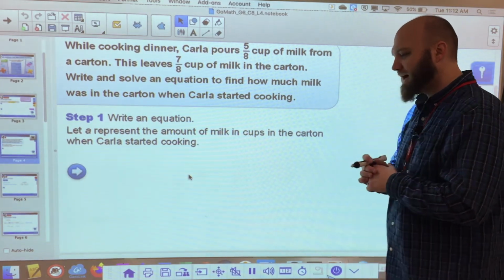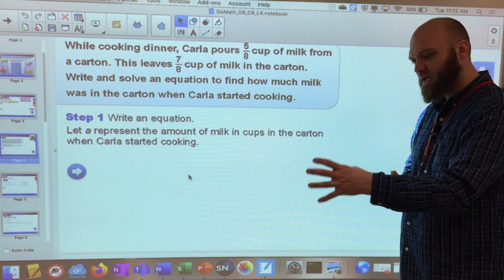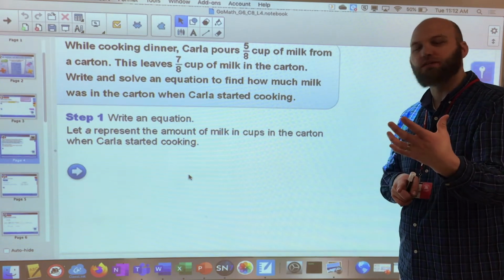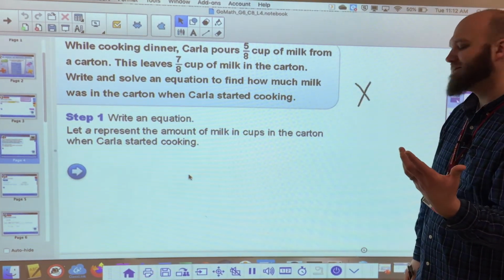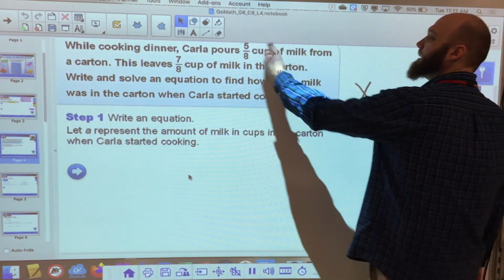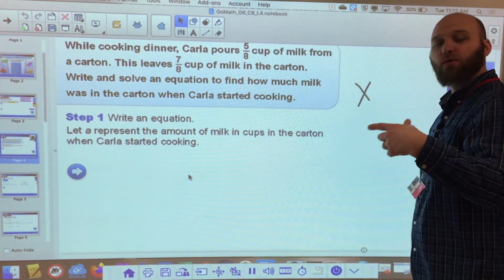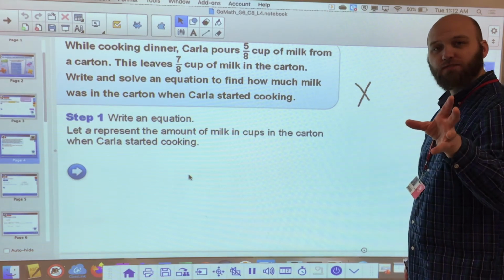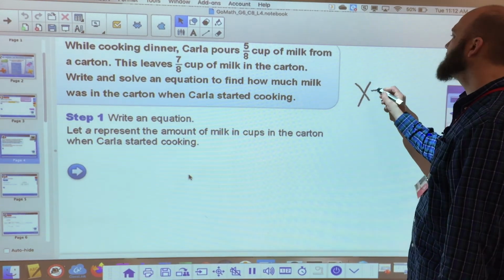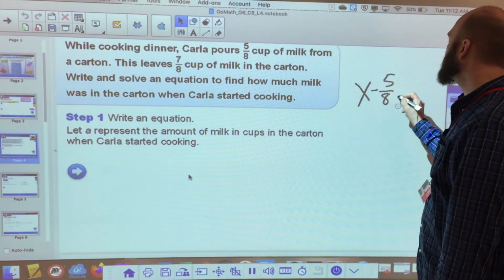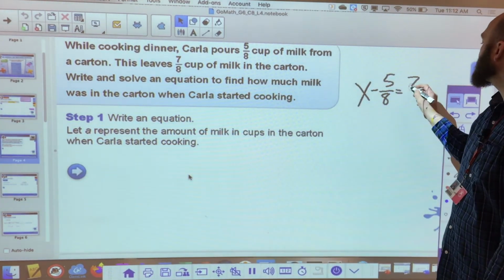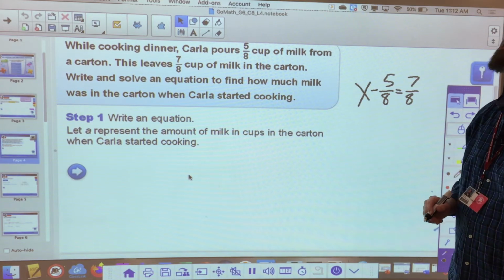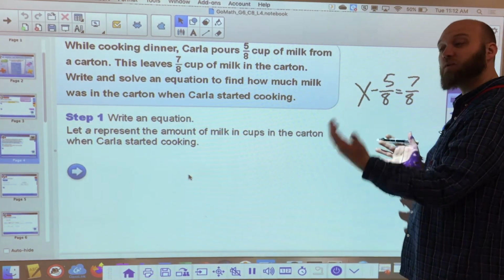I'm thinking this through. I've got some milk. How much milk is in the carton when I started? Well, I don't know what that is. All right. Then I pour out 5/8 of a cup. Well, is that adding or subtracting milk from the carton? Pouring it out, I'm subtracting 5/8. And what am I left with? This leaves 7/8. Okay, now I have an equation. I can work with this equation.